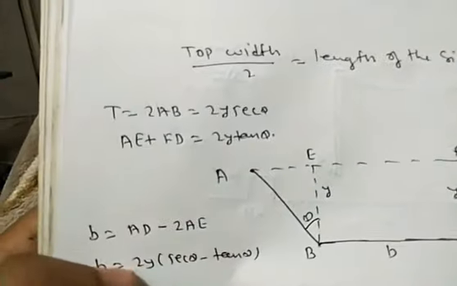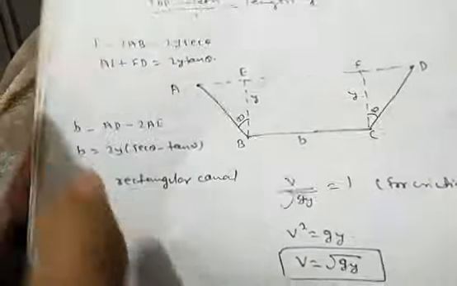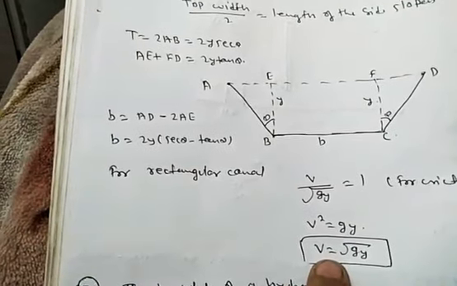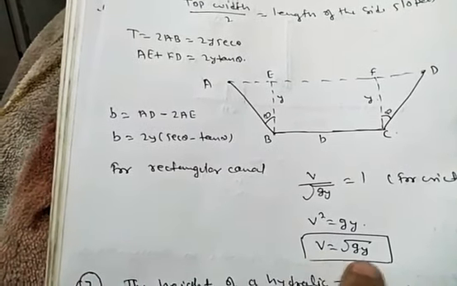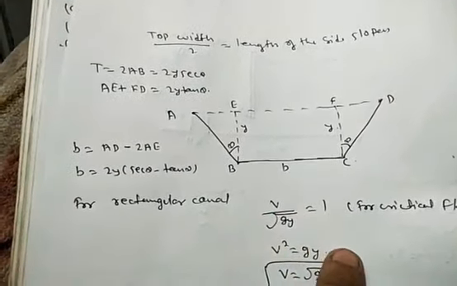And explanation in this question. And top width of the side slope is T equal to. And this option C, for a rectangular canal, velocity equal to under root gy is correct. For critical flow, V by under root gy equal to 1.